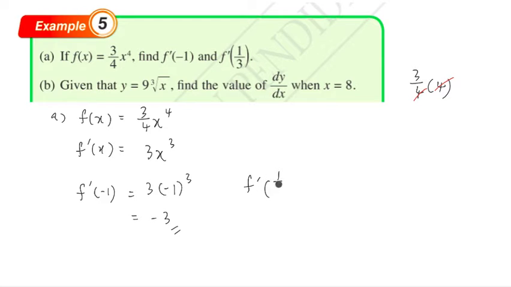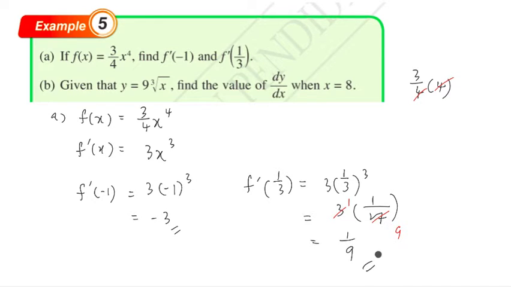For f prime of 1 over 3, we also use the same function and substitute 1 over 3 inside. So this one, 3 multiply 1 over 3 to the power 3, 27. Okay, and then simplification, 1 over 3 cubed is 1 over 27, and 3 over 27 is 1 over 9. So your answer equals 1 over 9. Okay, so from here you can use a calculator, and coming here also can.